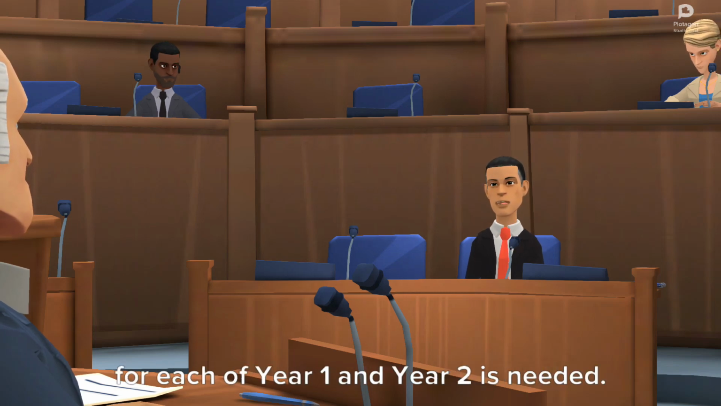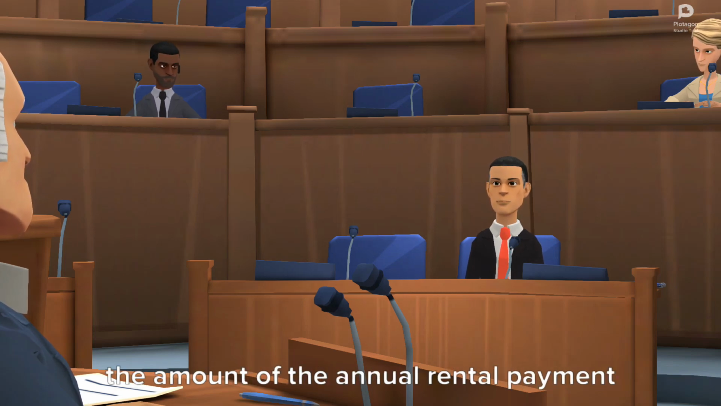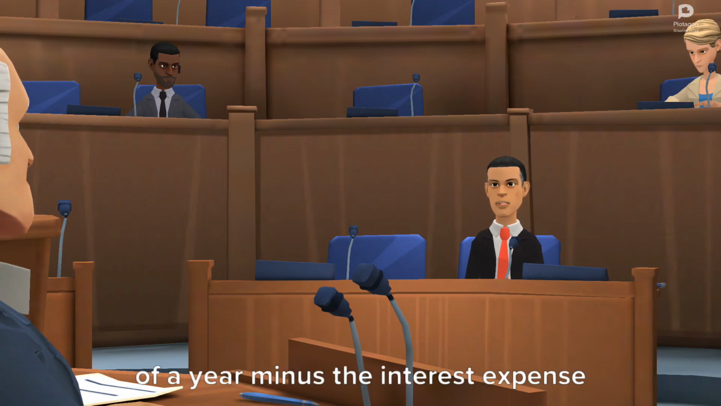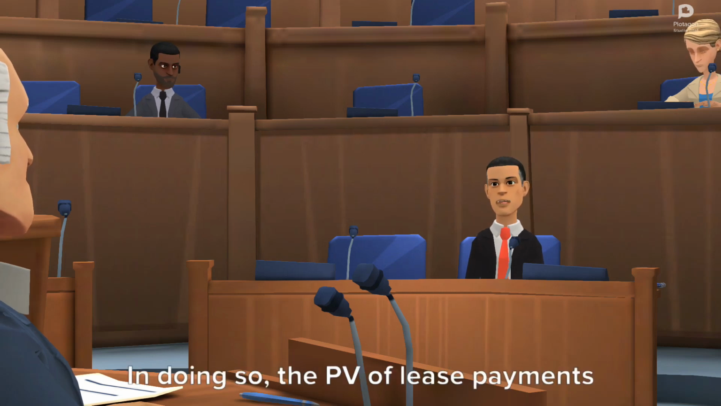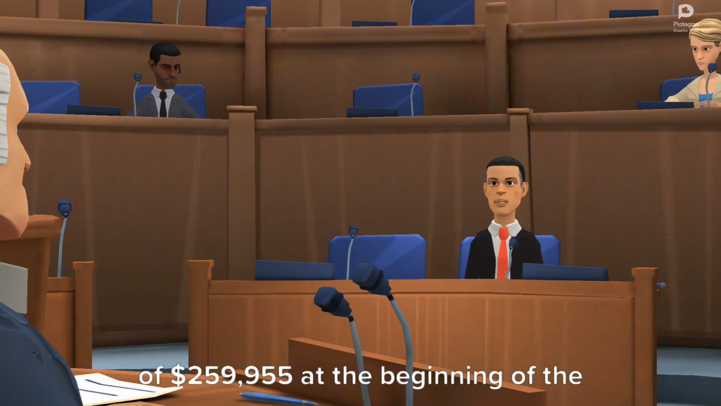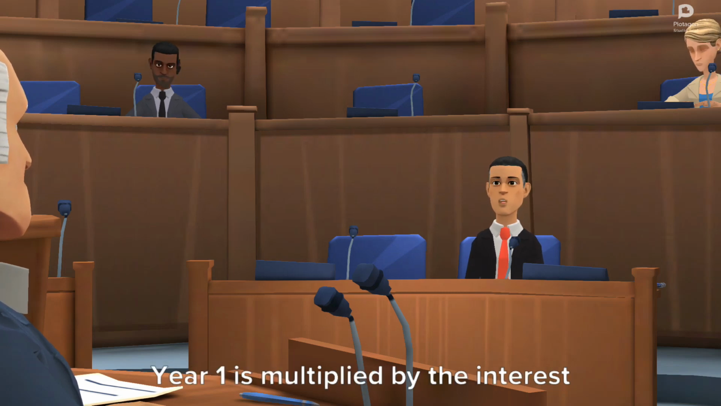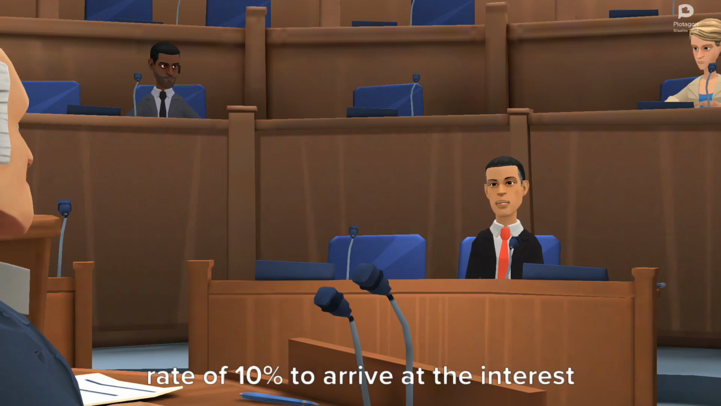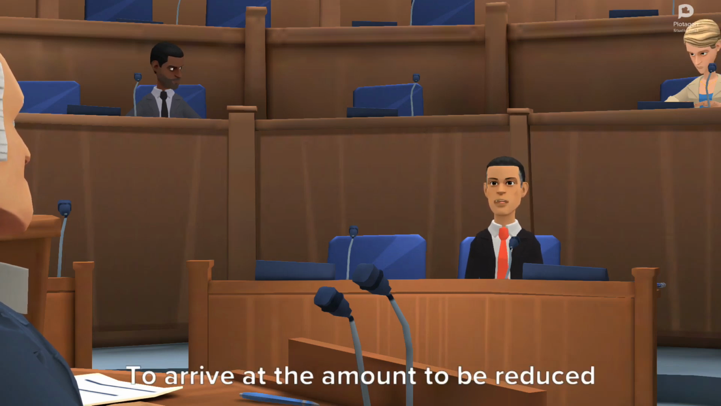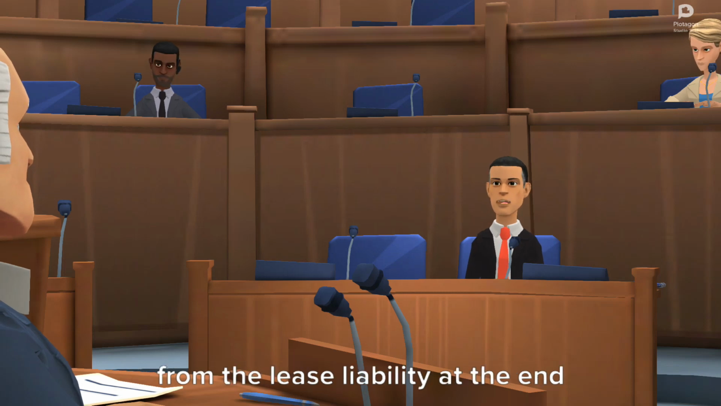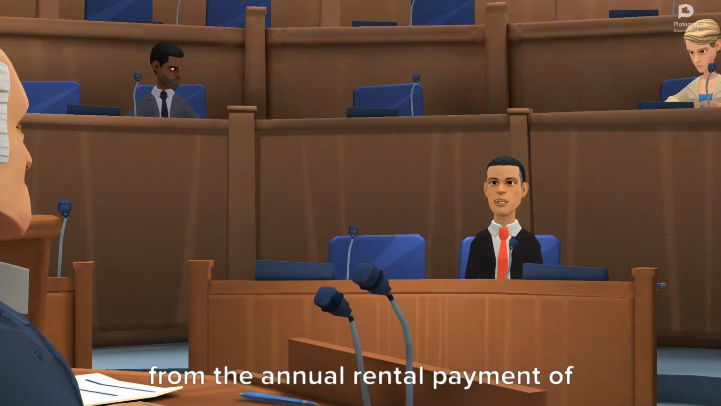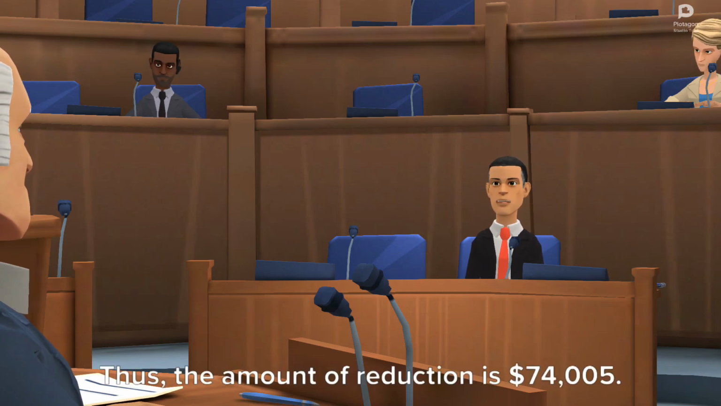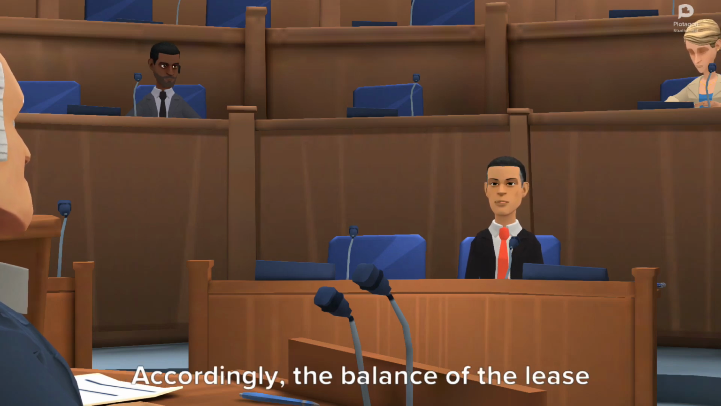Reduction of the lease liability is the amount of the annual rental payment of a year minus the interest expense of that year. In doing so, the PV of lease payments of $259,955 at the beginning of year one is multiplied by the interest rate of 10% to arrive at the interest expense of year one of $25,995. To arrive at the amount to be reduced from the lease liability at the end of year one, interest expense is subtracted from the annual rental payment of $100,000. Thus, the amount of reduction is $74,005. Accordingly, the balance of the lease liability at the end of year one is $185,950.